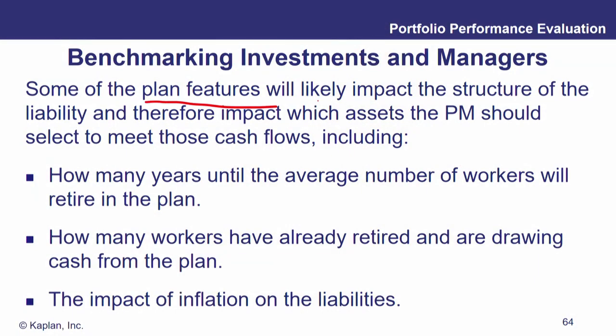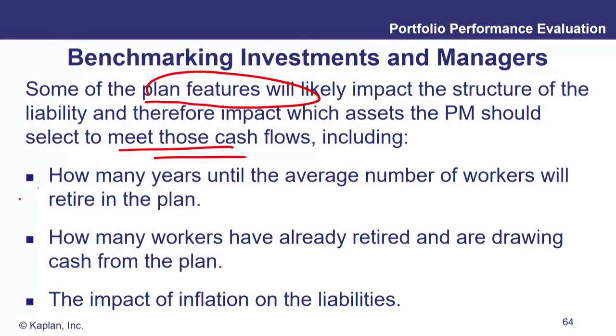Okay, so when you're also getting into this idea of benchmarking and management, some of the plan features that you're dealing with in a defined benefit plan are going to actually impact the types of assets that you should be choosing to meet these cash flows. So what are some plan features that are likely going to impact this liability and how you need to plan to have the available cash? So how about how many years until the average number of workers are going to retire in the plan?